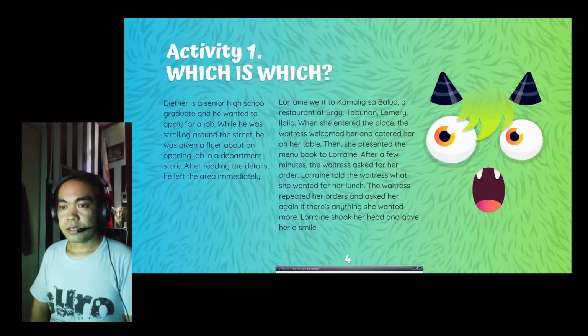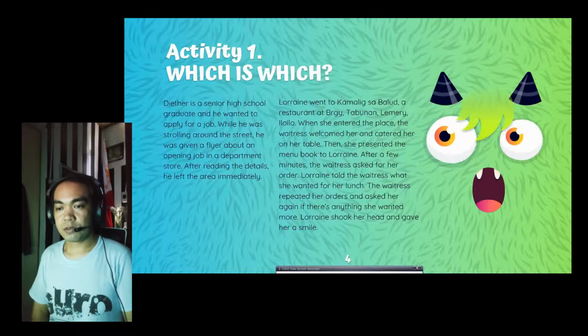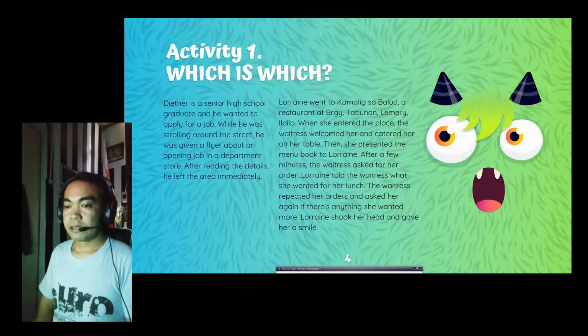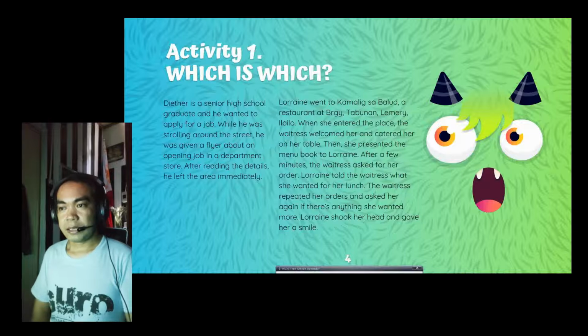Dieter is a senior high school graduate and he wanted to apply for a job. While he was strolling around the street, he was given a flyer about an opening job in a department store. After reading the details, he left the area immediately.